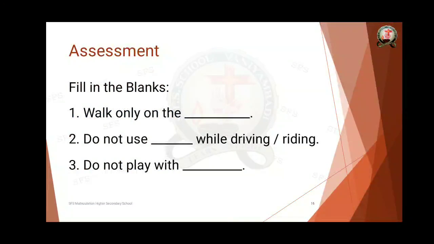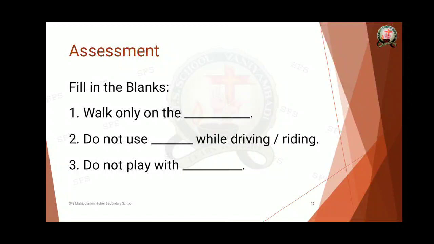Assessment students, fill in the blanks. Are you ready? Yes. Walk only on the dash. Second one, do not use the dash while driving or riding. Third one, do not play with dash.